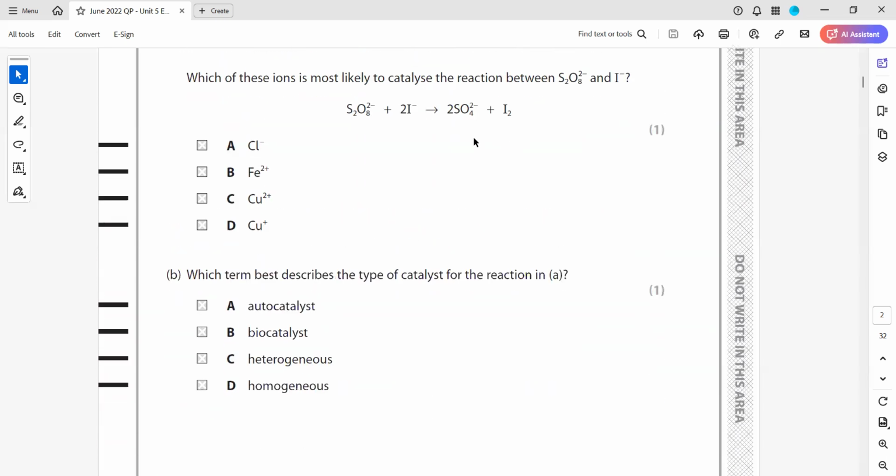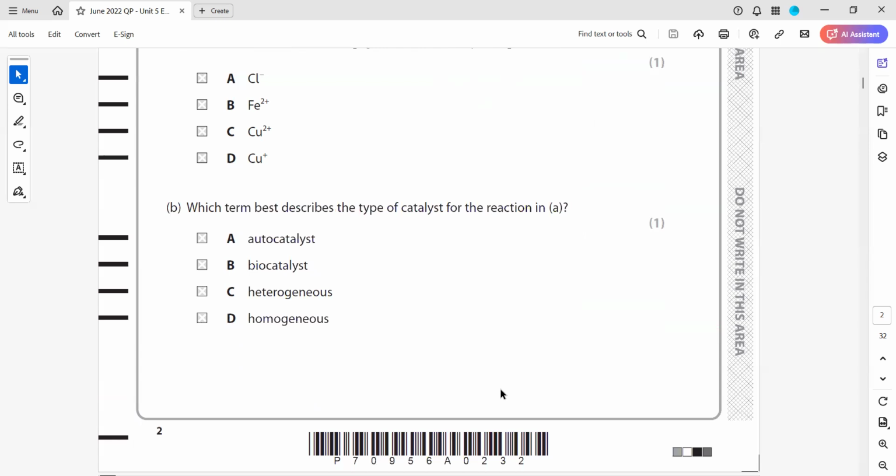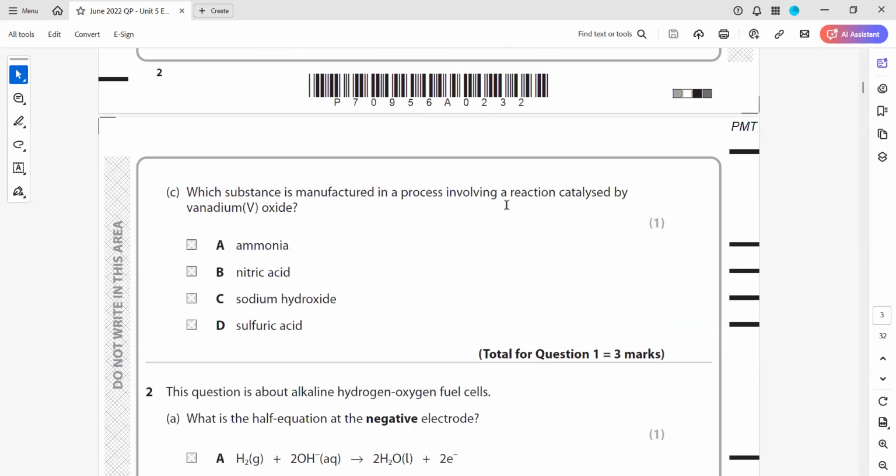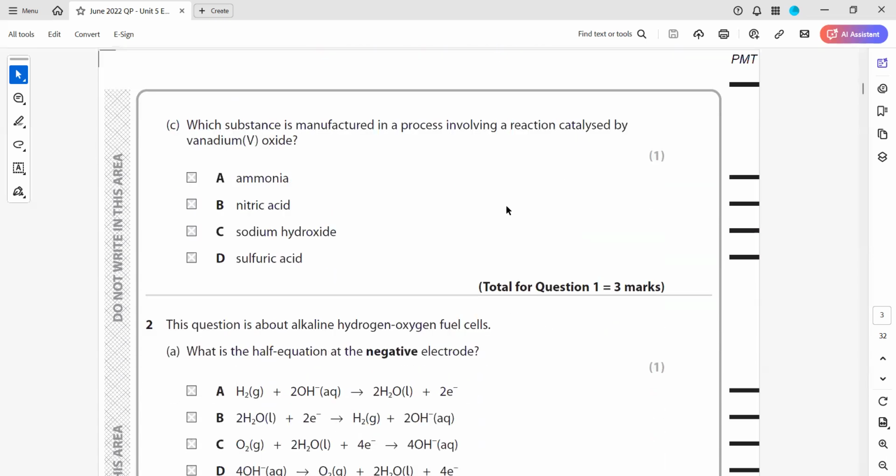Then describe a term for catalyst. It's a homogeneous catalyst. Why? Because the catalyst will have the same state as the reactant. When ions are there, homogeneous catalyst. When you have a solid, then it will be a heterogeneous.